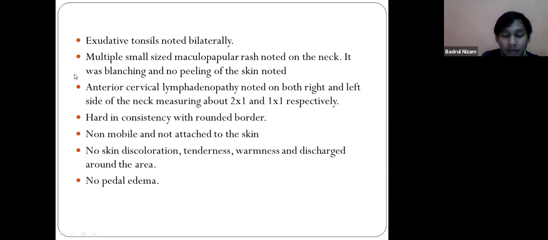And there was also anterior cervical lymphadenopathy, which is noted on both right and left sides of the neck, measuring about 2 × 1 and 1 × 1 cm respectively. It was hard in consistency with rounded border. It was non-mobile, not attached to the skin. There is no skin discoloration, tenderness, warmness, or discharge around the area. There is no pedal edema.